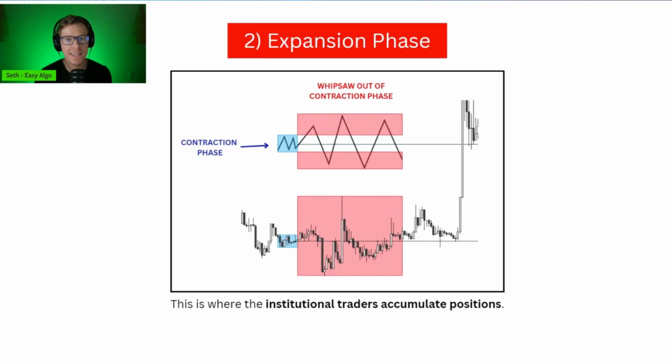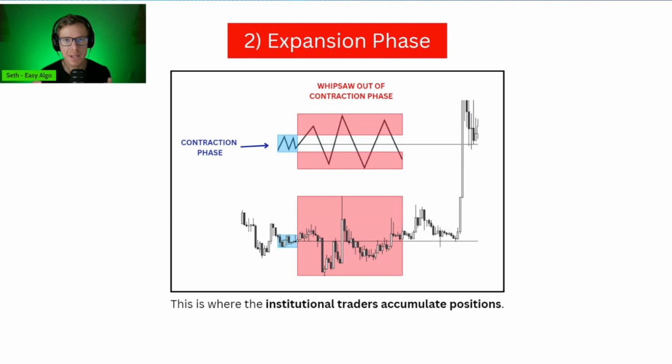And then we get phase number two, which is the expansion phase. After the contraction phase, it lets you know expansion's coming next. Once we go into the expansion phase, we get this whipsaw motion happening, which is the exact phase where most traders get taken out of the market.